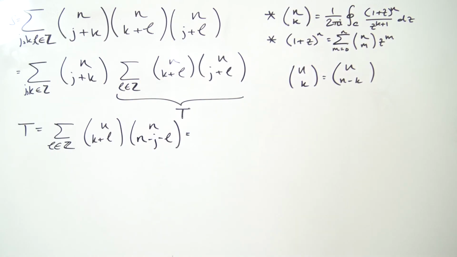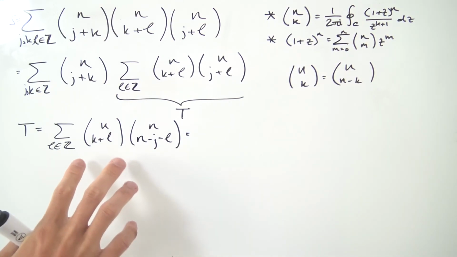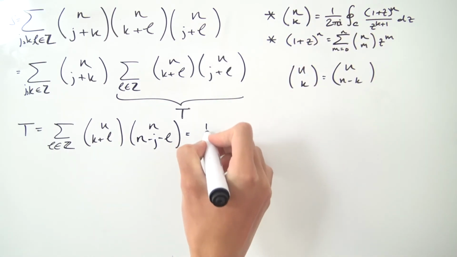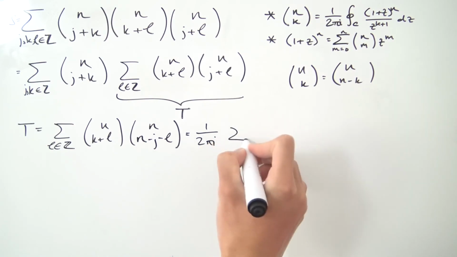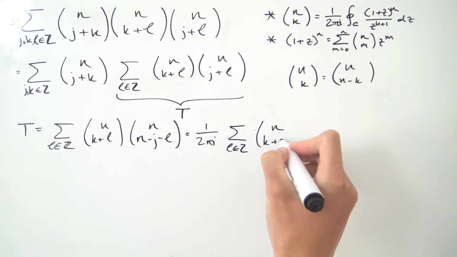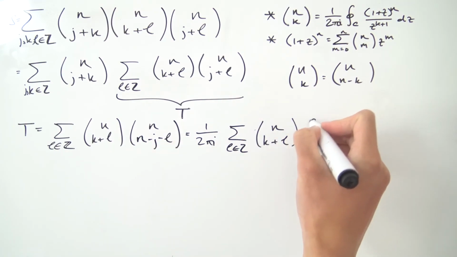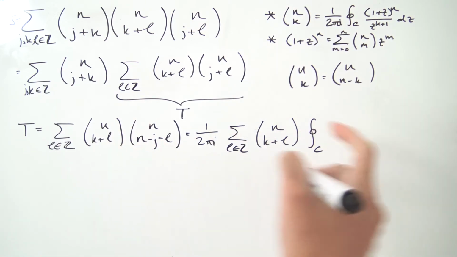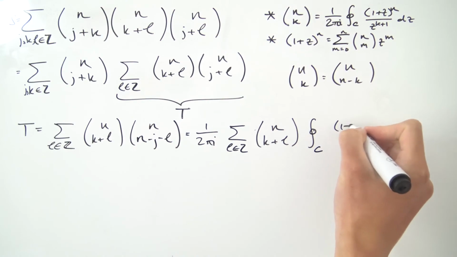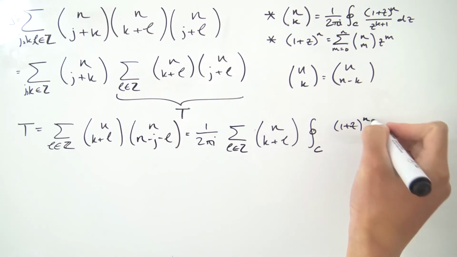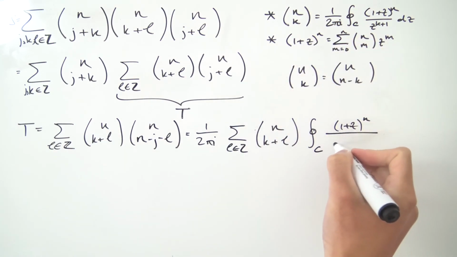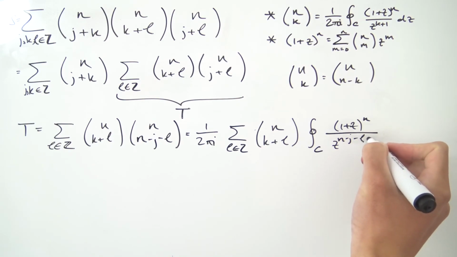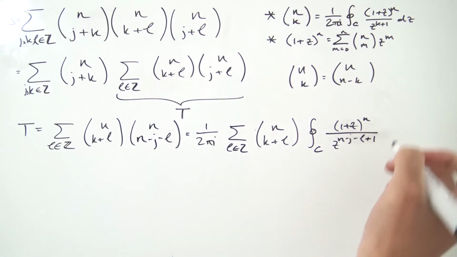So let's see what this looks like once we turn everything into a contour integral. I'm going to leave this binomial coefficient. I'm only going to work on this one. So we're going to have a factor of 1 over 2 pi i, and then the sum of n choose k plus L. Now we're going to have the contour integral over some suitable curve C of, now how do we turn this into a contour integral? Well, we have 1 plus z raised to the top number, which is n, divided by z raised to the bottom number, which is n minus j minus L, and then we have to remember to add a 1 to it, and then dz.